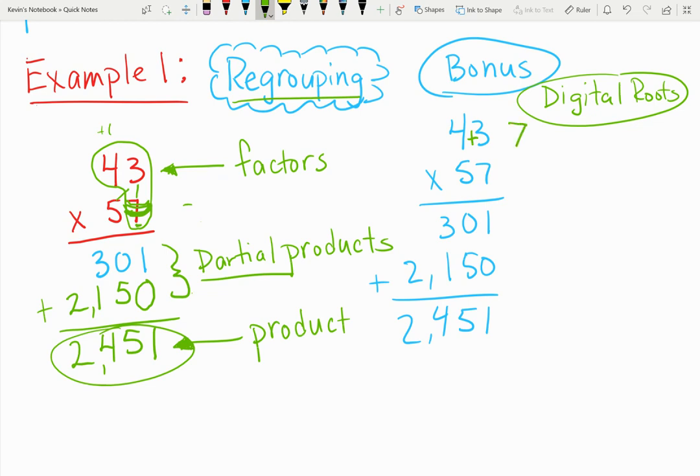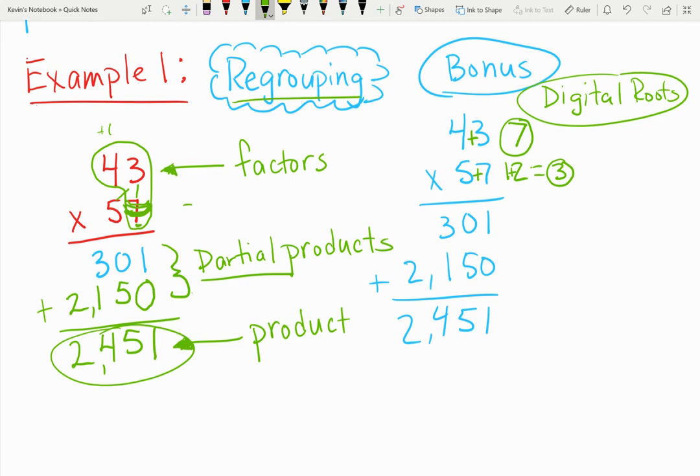Since 4 plus 3 is 7, that's a single digit. Your digital root of 43 is 7. Then I'm going to take my second factor of 57. I'm going to add 5 plus 7 is 12. Since 12 is not a single digit number, I'm going to go ahead and do 1 plus 2. I'm going to keep adding until I get down to a digital root of 3. So the digital root of 57 is 3, and the digital root of 43 is 7.